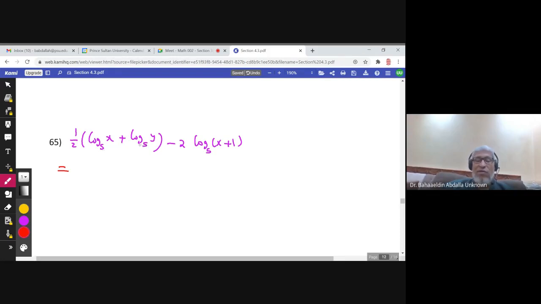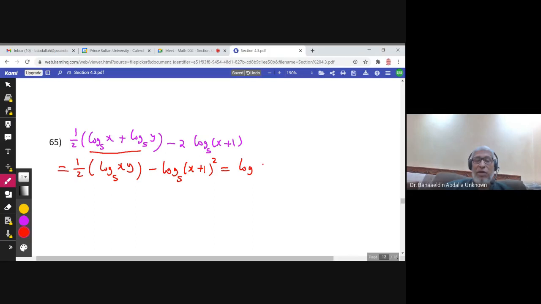Okay, so you have two methods. Either you expand, you multiply half times log x and half times log y, or you start by, both are correct, you start by changing these two into multiplication using the product rule. Okay, and you can take this 2 up using the power rule. Now you have to take this half up.